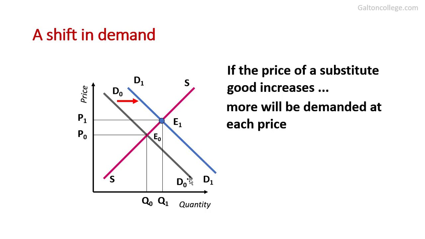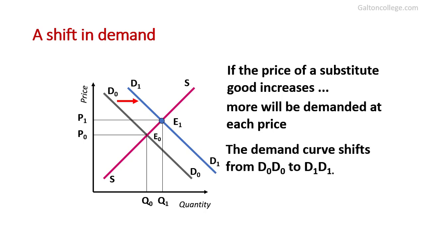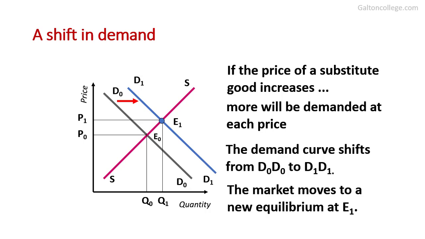In other words, if the demand curve had remained at D0 here and the quantity demanded increased, then we would have an excess demand here. We need to have more demand because the demand has increased. We need to have more supply, I should say. More supply moving us to E1. So the demand curve shifts from D0 to D1. The market moves to a new equilibrium at E1. That's because the demand has shifted outwards.